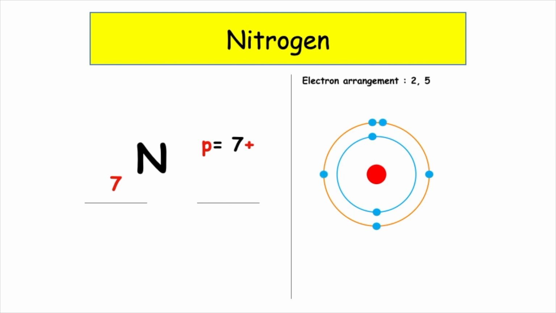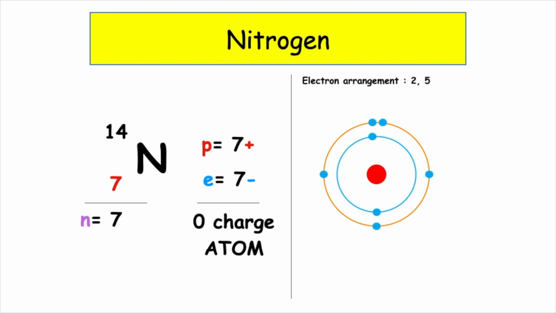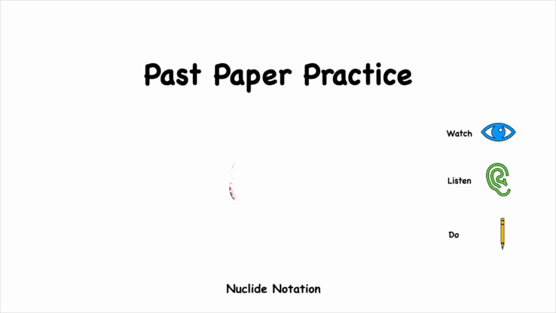Remember, they sit singly before doubling up. 2 plus 5 equals 7. That means we've got 7 electrons which are negatively charged. 7 positive plus 7 negative gives us an overall charge of 0, which means we're looking at the atom. Using page 7 of the data booklet, we look up the relative atomic mass of nitrogen, which is 14. 14 take away 7 gives us 7 neutrons.